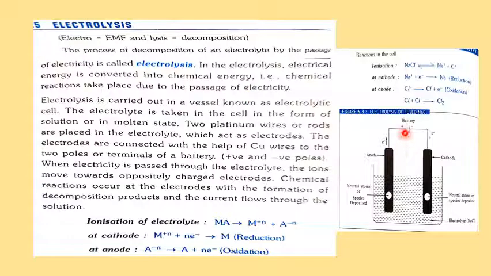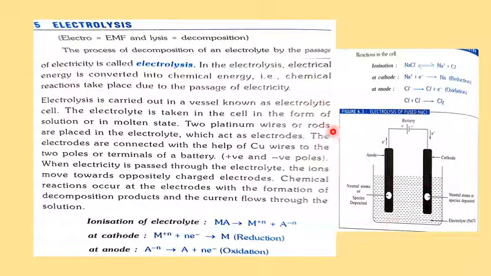When electricity is passed by the battery through the solution and the electrolyte dissociates into ions, this process is called electrolysis. In electrolysis, these ions move towards the oppositely charged electrodes. After that, those ions gain or lose electrons and form neutral elements. So reactions take place at the anode and cathode, and electrical energy is converted to chemical energy. Electrolysis is carried out in a vessel known as an electrolytic cell.